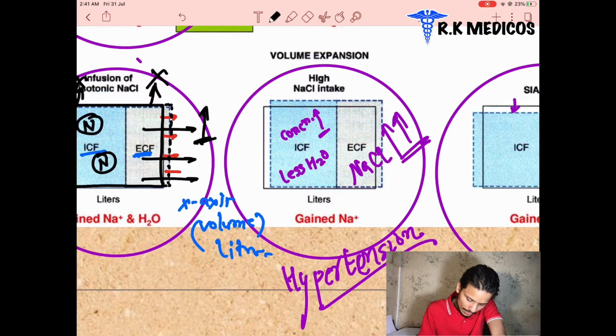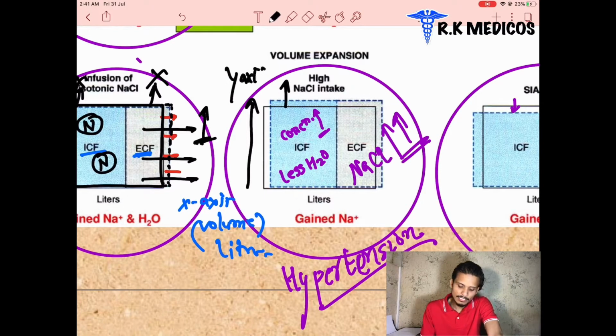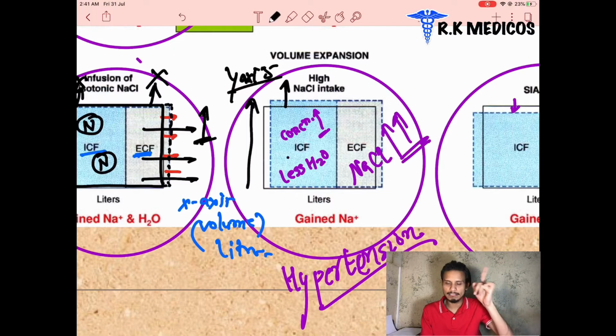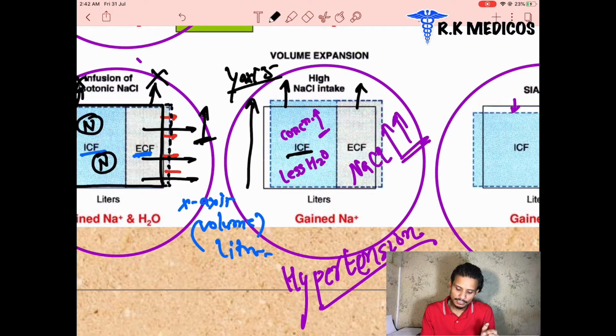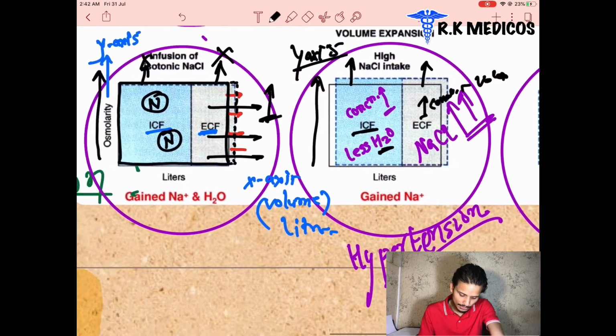Here is the y-axis. Now you tell me. Intracellular fluid osmolarity increased? Yes, increased. Extracellular fluid osmolarity increased? Yes, increased. Intracellular fluid volume change? Yes, change. Less H2O, less volume. And extracellular fluid? Yes, there is an increase in concentration and an increase in volume. So you can see what changes happen here.